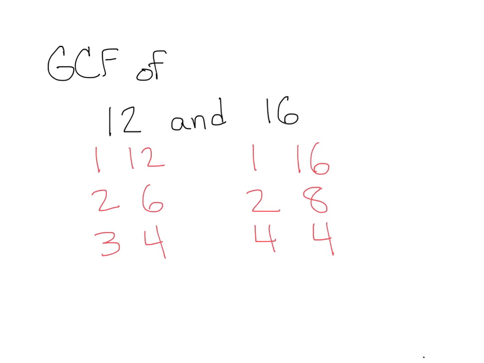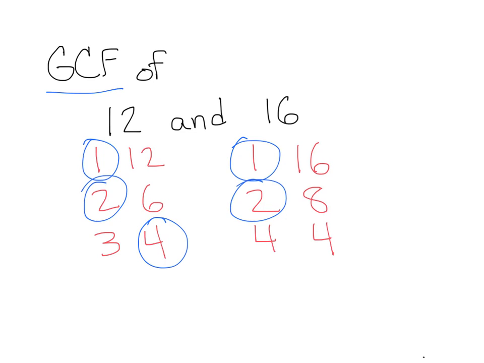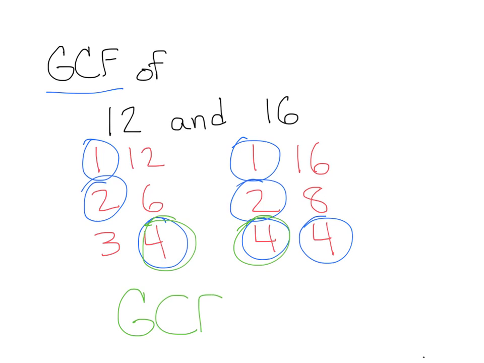In order to find the greatest common factor, we simply have to start by marking out which ones are in common. So we notice that both of these have 1 as a factor, they both have 2 as a factor, and they both have 4 as a factor. So our next step is simply to decide which of them is the greatest common factor. So if you look at these, our highest number that's shared between both 12 and 16 is the number 4. So the GCF of 12 and 16 is 4.